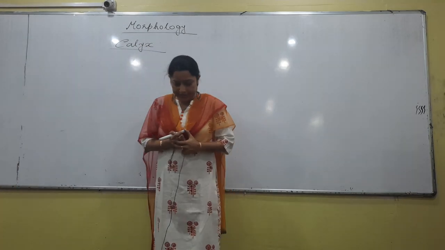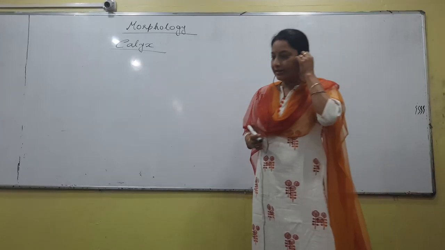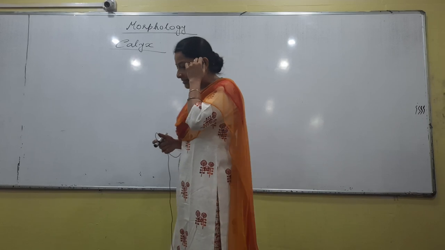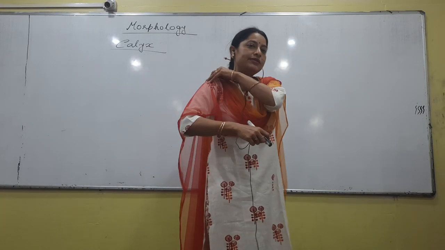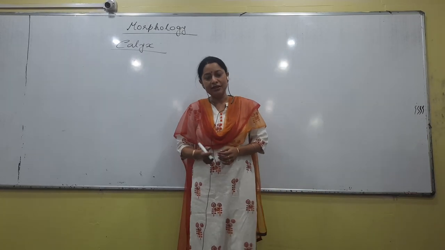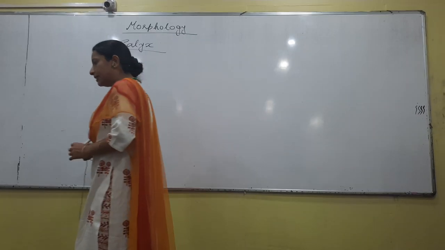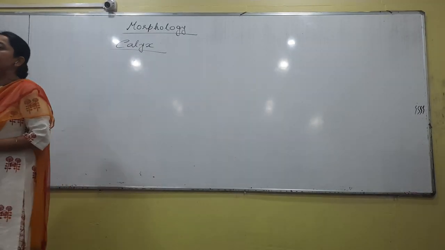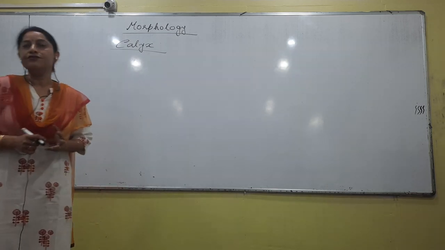So in the last class, we have just started talking about the flower and its different holes. We have talked about the different terms associated with the flower, such as complete flower, incomplete flower, etc. So what is a flower? It's nothing but a collection of four holes. It is a condensed shoot, it is the reproductive unit of a plant, and it comprises four holes.